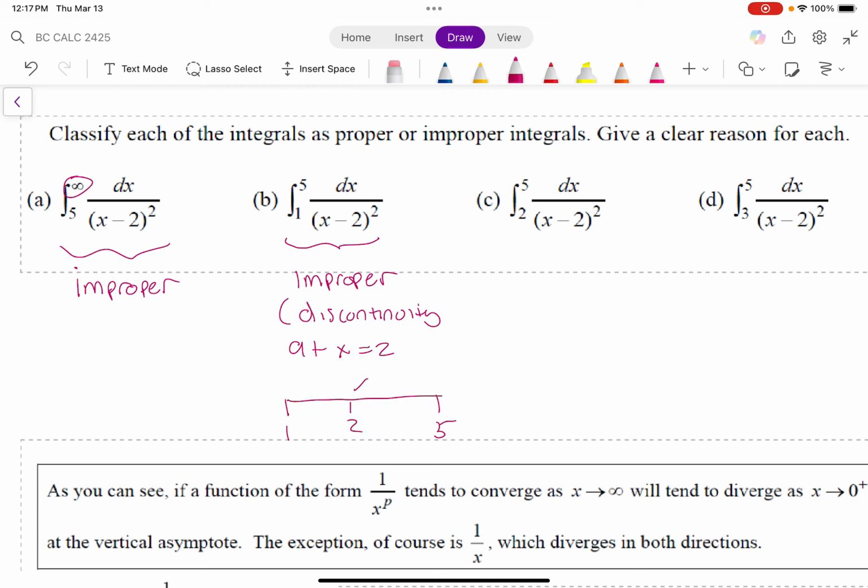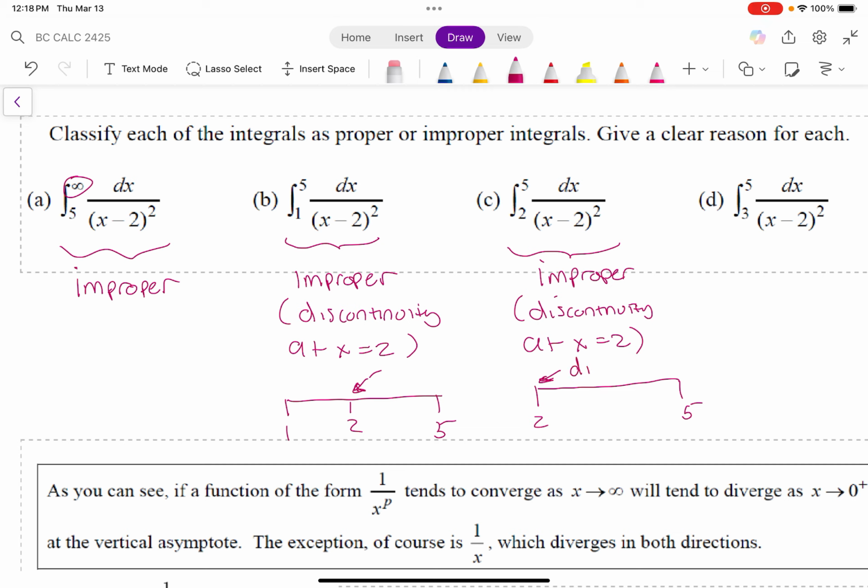We'll talk about how to deal with that. This is improper because there's a discontinuity at 2, which is right at the endpoint. This time the discontinuity is happening right at the beginning of the interval. Then there's this one.